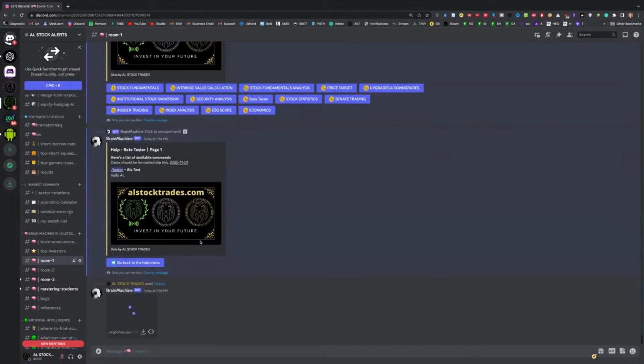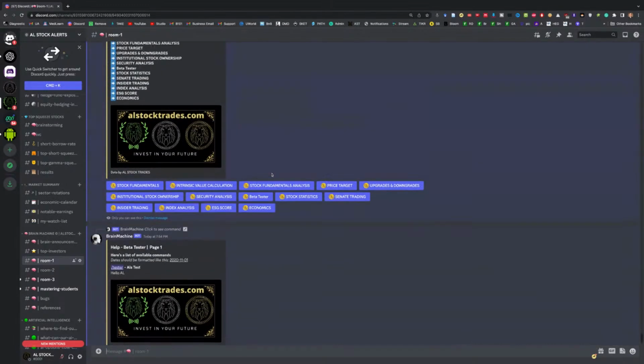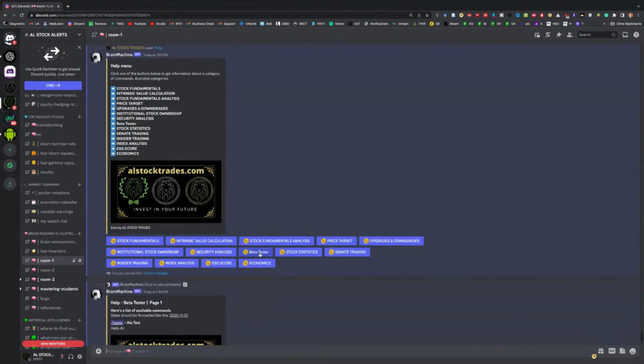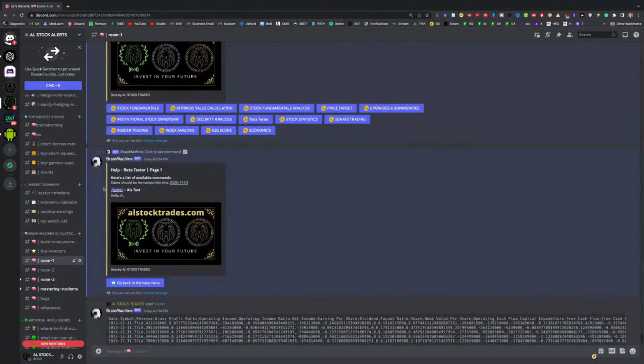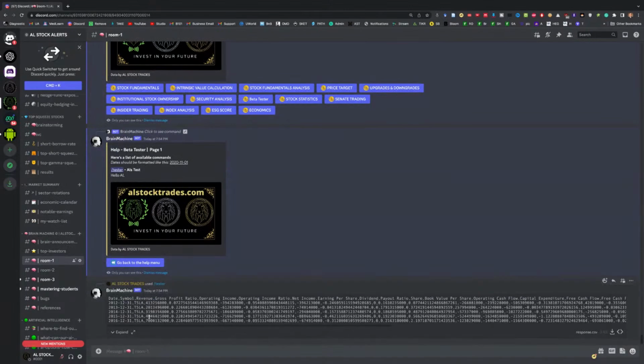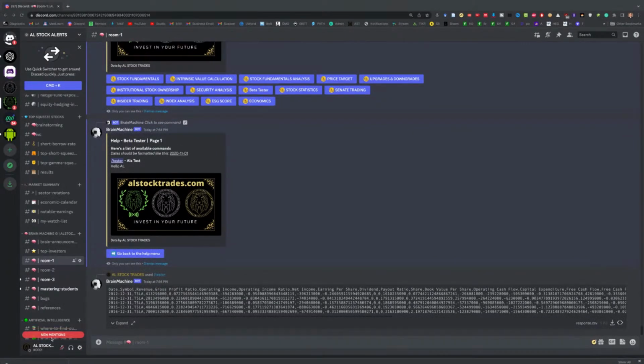Right now, all you have to do is go under our help menu, click on the beta test, and then this beta test will pop up. And then you type in the ticker symbol, we typed in Tesla. And we're going to show you what this is. As soon as we click on this, we're going to get this particular sheet here. We're going to zoom in on it.